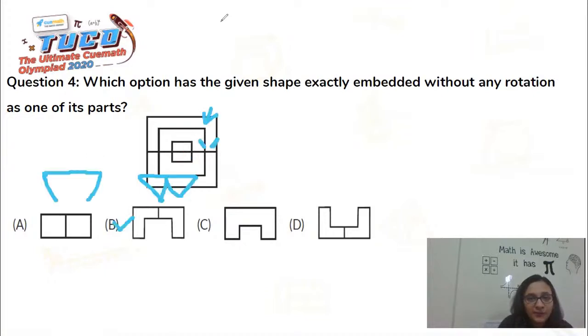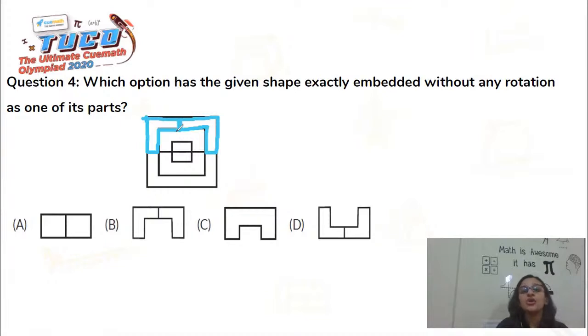So we cannot consider option A as the correct answer to our question. Then B, we do have a shape which is like this, exactly what is given in option B, but option B also has in the middle a straight vertical line like this, which is not there in the main figure. So option B cannot be the correct answer.